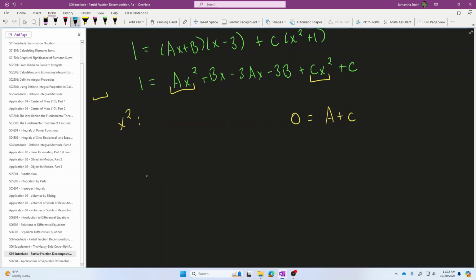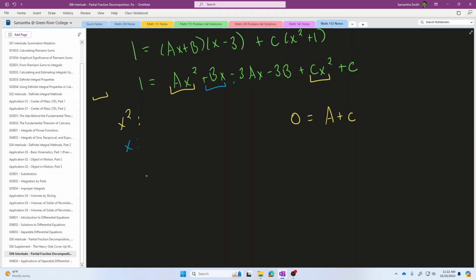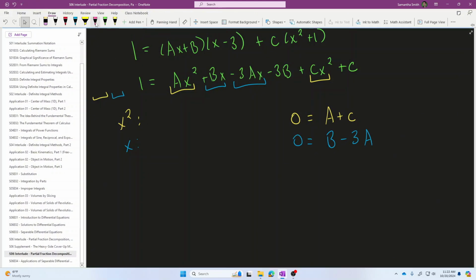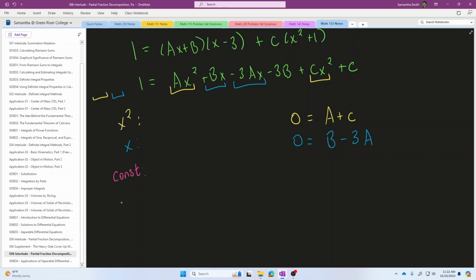If I look at the terms containing only x, on the right side, my coefficients of x are b and minus 3a. And again, on the left side, I have no x's, 0 of those. And then finally, my constant terms. On the right side, my constant terms are negative 3b plus c.